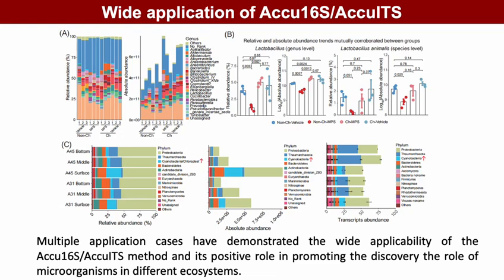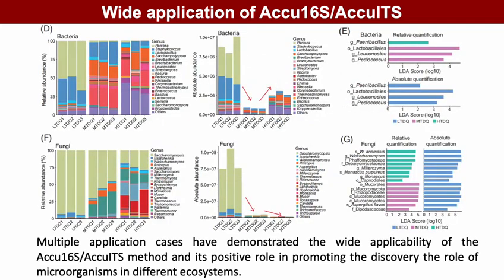This study summarizes 5 published examples demonstrating the broad applicability of Accu16S/AccuITS for absolute abundance quantification. Figure A and B applied Accu16S to investigate gut microbiota in glucocorticoid-induced osteonecrosis, showing results consistent with relative abundance analyses and confirming its reliability. Figure C showed that, in marine ecosystems, Accu16S-based absolute abundance closely matched transcriptomic data and revealed a decline in cyanobacterial abundance with increasing water depth.